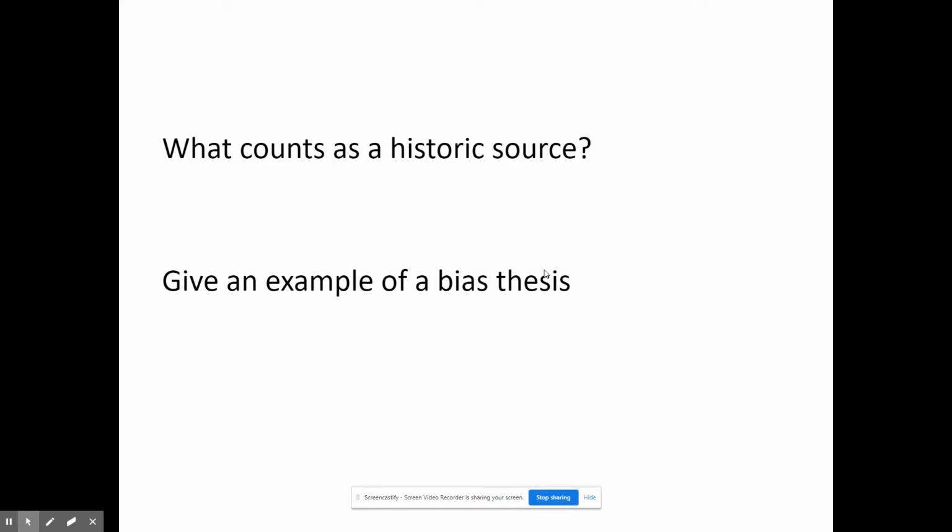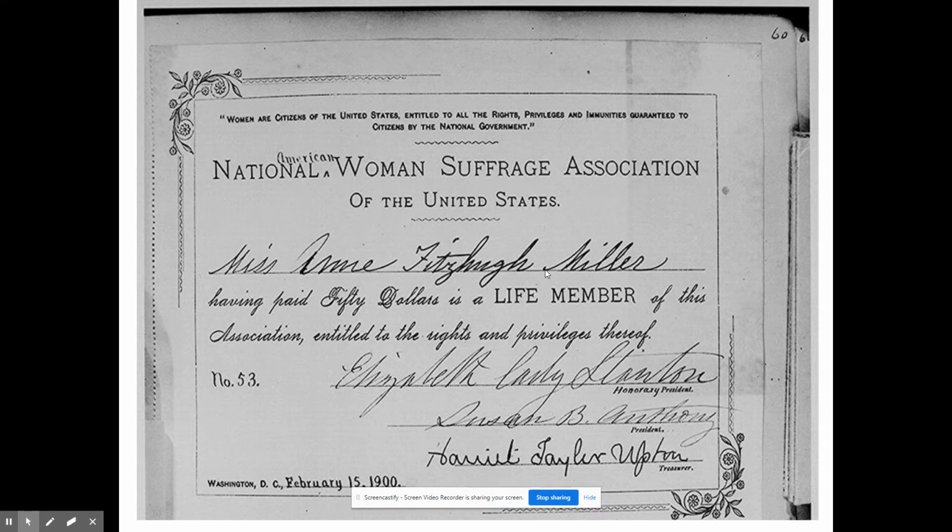What counts as a historic source? And keep in mind, both readings talked about bias in history. So if we're looking at this particular document, which is a primary document in this class, I want you to think of a primary document as a document from the past that is free of interpretation. So if you're looking at this particular image here, just think about what conclusions you could make. So I want you to pause this screencast here and just look at it and start jotting down some of the conclusions that you have.